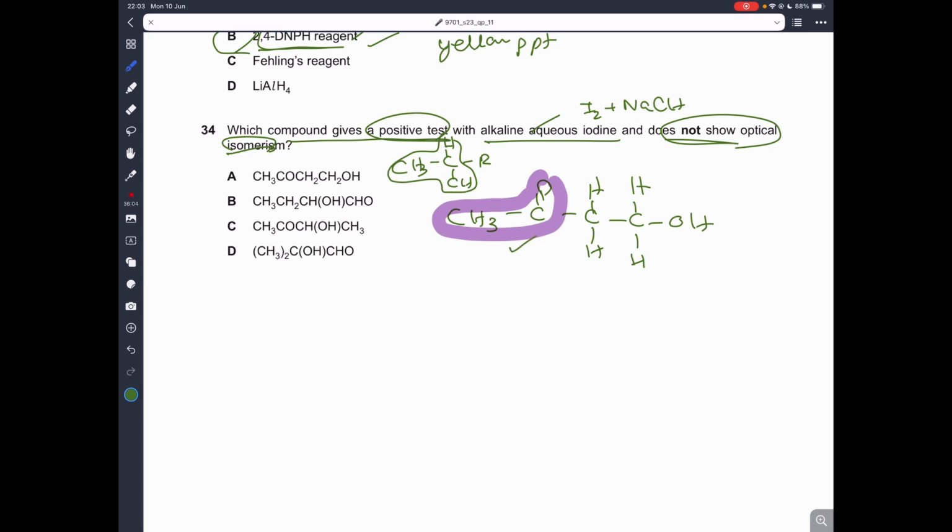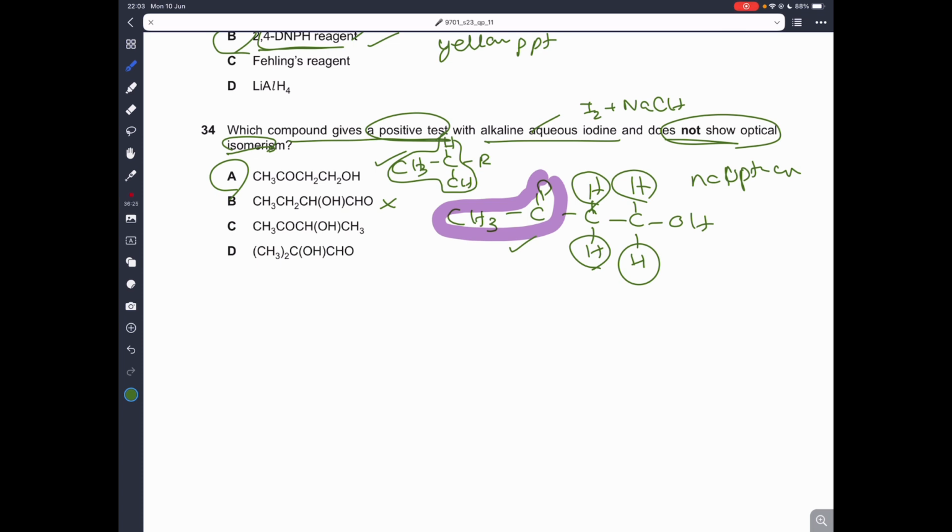And we cannot see any optical isomerism, right? These two atoms are the same. These two atoms are the same, right? So there's actually no optical isomerism. So A is actually the correct compound, right? And B cannot be because it does not react with iodoform, right?